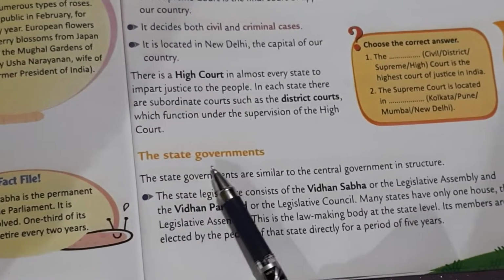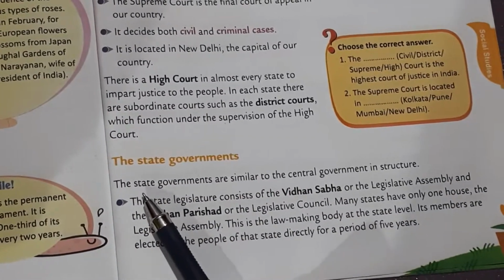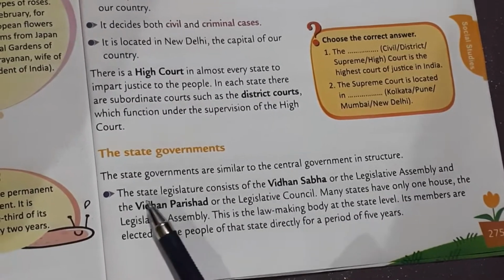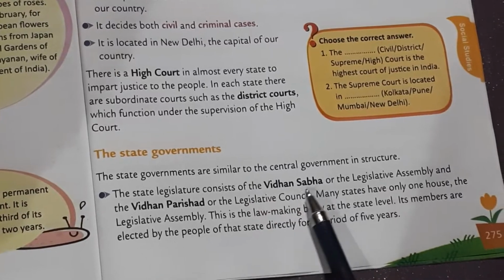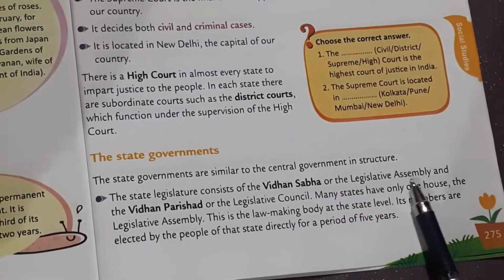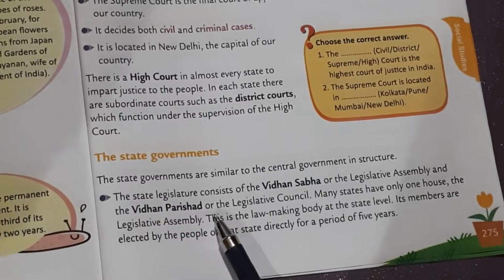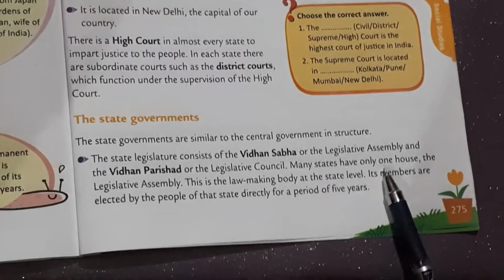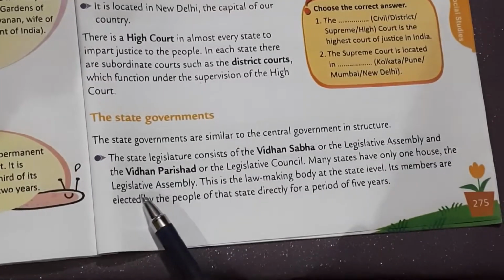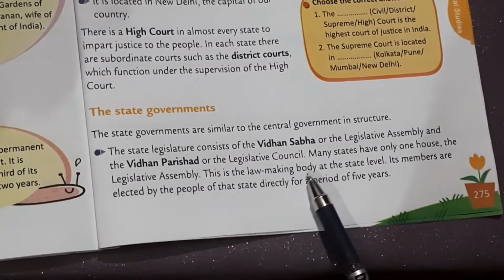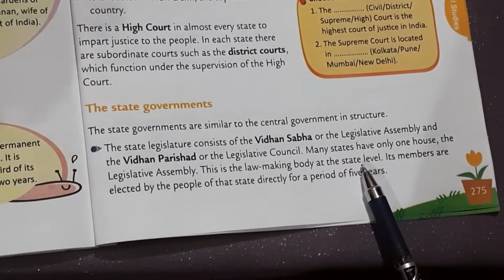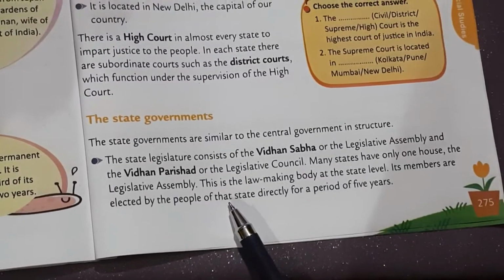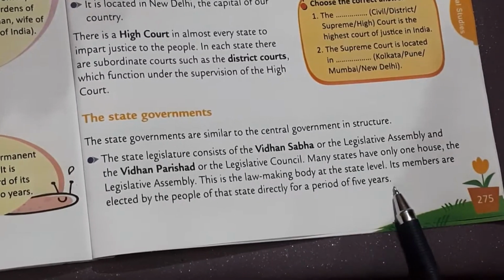The next topic is the state governments. The state governments are similar to the central government in structure. The state legislature consists of the Vidhan Sabha or the Legislative Assembly and the Vidhan Parishad or the Legislative Council. Many states have only one house, the Legislative Assembly. This is the lawmaking body at the state level. Its members are elected by the people of the state directly for a period of 5 years.